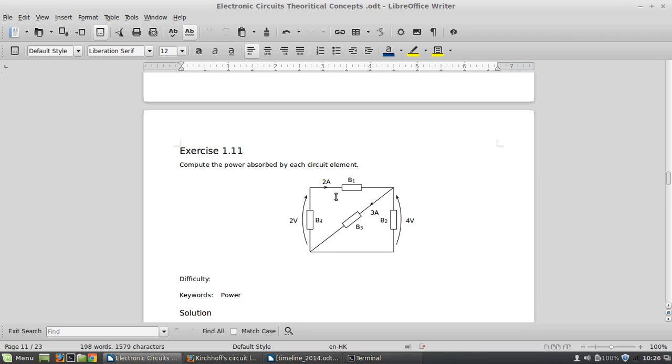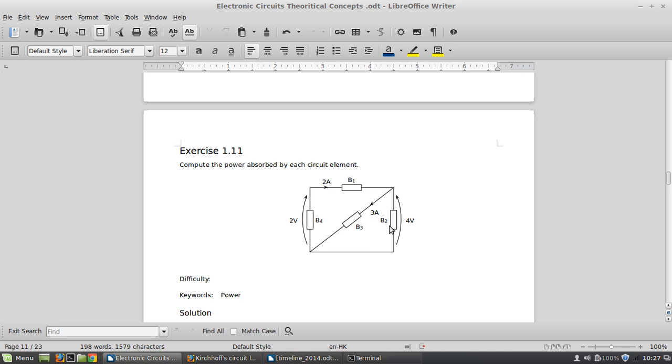And what you guys have to do here is find the power for each circuit element, specified by B1, B2, B3, B4. So just find for the respective circuit elements the current passing through it and the voltage across it. After knowing the current and the voltage in each circuit element, you guys will be able to find the power. And that's it. Okay, before going to the exercise, let me go through the technique.